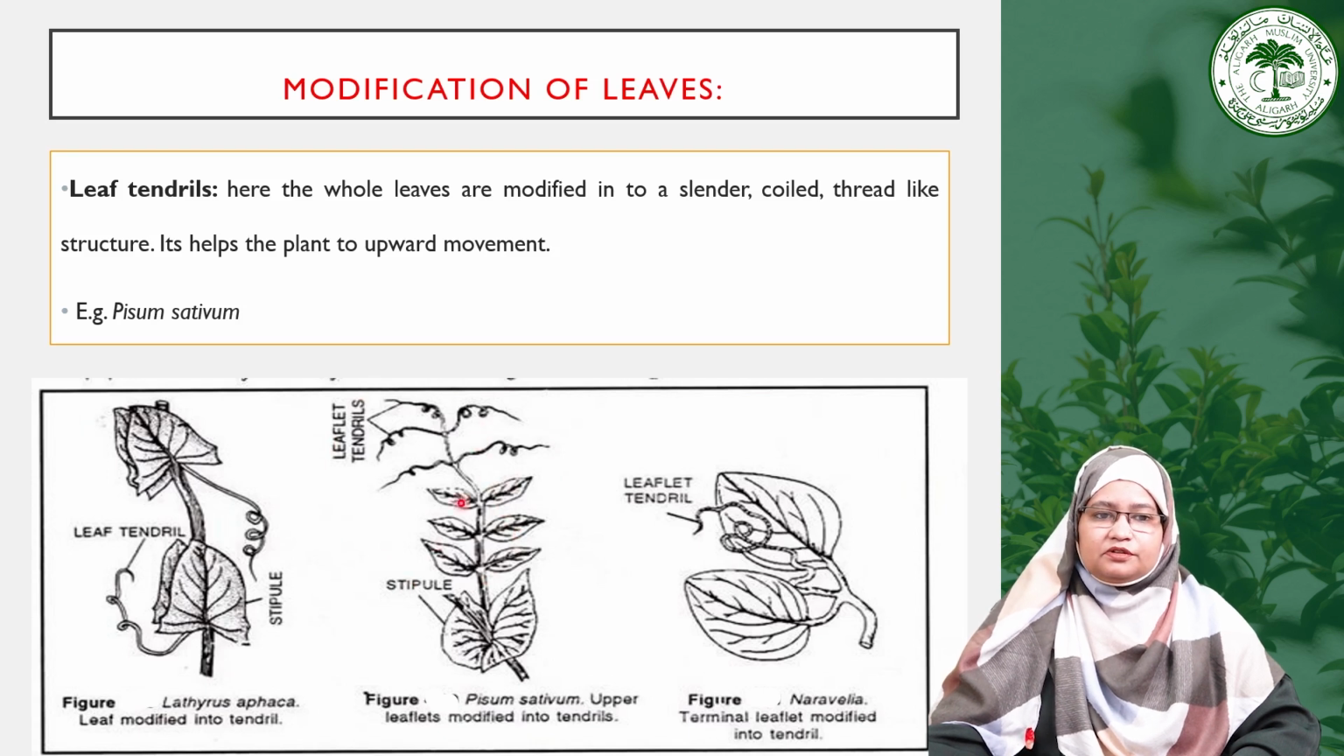You can see these are the leaflets which are modified into tendril structures that help the plant in support. Then in the case of Lathyrus, you can see here the leaf is modified into a tendril. Then in the case of Nepenthes, the terminal leaf is modified into a tendril. So these all are tendrils, modified forms of the leaflets.